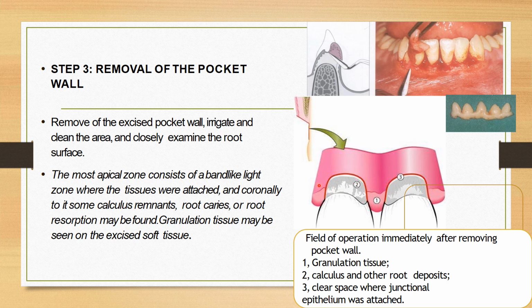You can see that the most apical zone consists of a band-like light zone, where the tissues were attached, and coronal to it some calculus fragments can be seen. A root caries or root resorption may be found, and granulation tissue may be found. So you can see in this picture that first there is granulation tissue seen in between, and calculus and other deposits, if present, can be seen, and also there is a clear space where the junctional epithelium was attached.